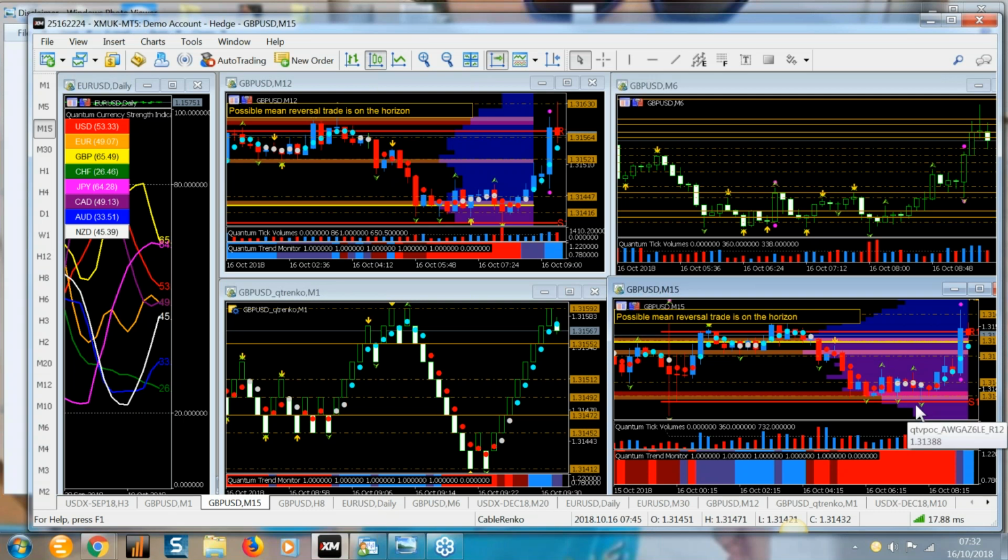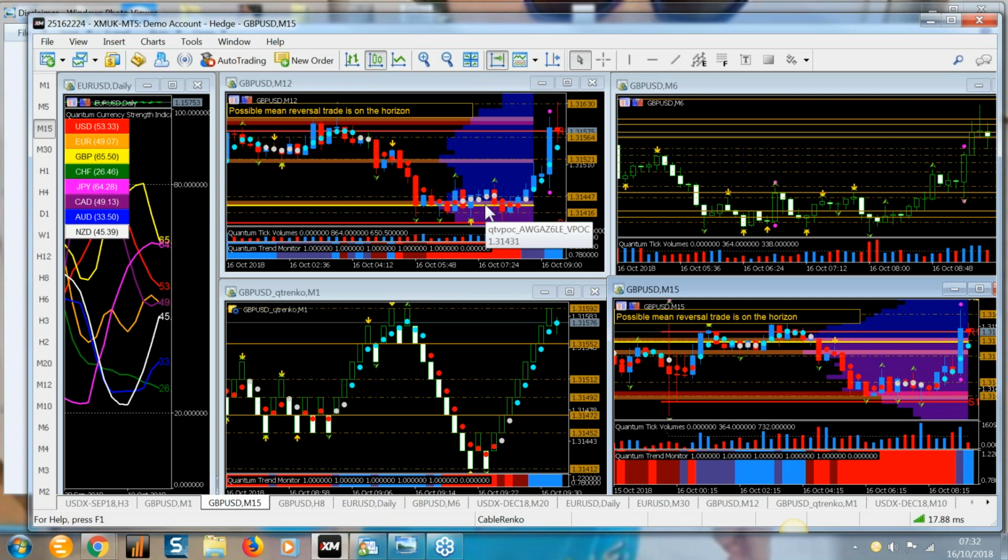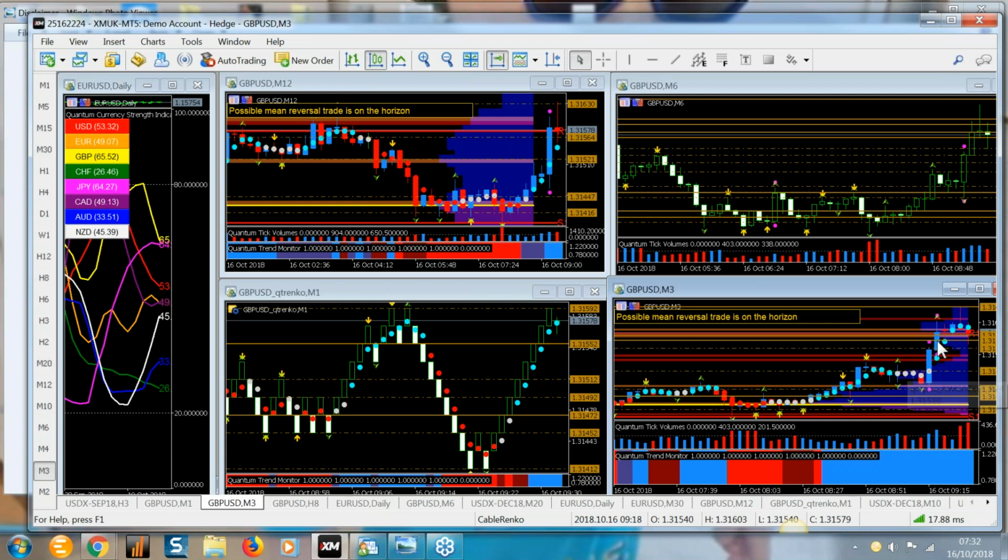Yep, there's a nice move that's been developing, certainly off the volume point of control on the 12-minute chart. What I don't like is this volatility candle that has suddenly popped in, which means that the move may now actually stall. And in fact, let's have a look, on the 3-minute chart I've got 2 volatility candles, and we've actually stopped now on this resistance at 31.63.